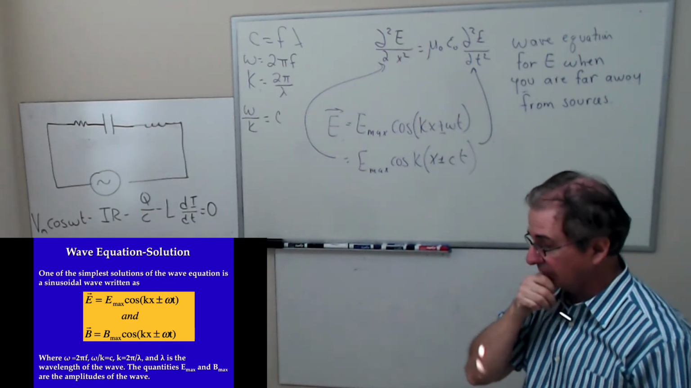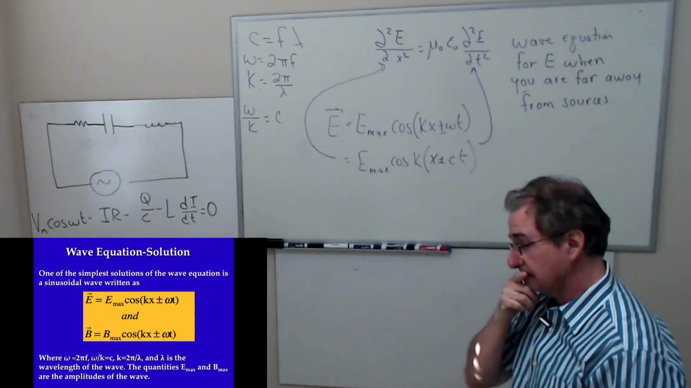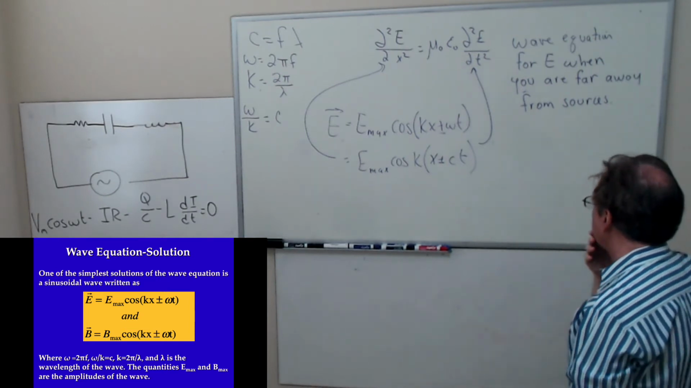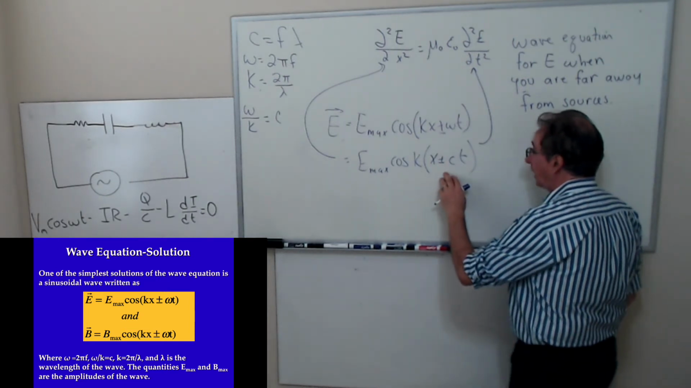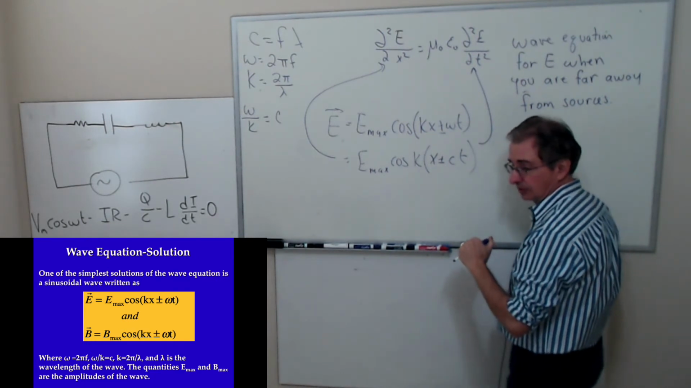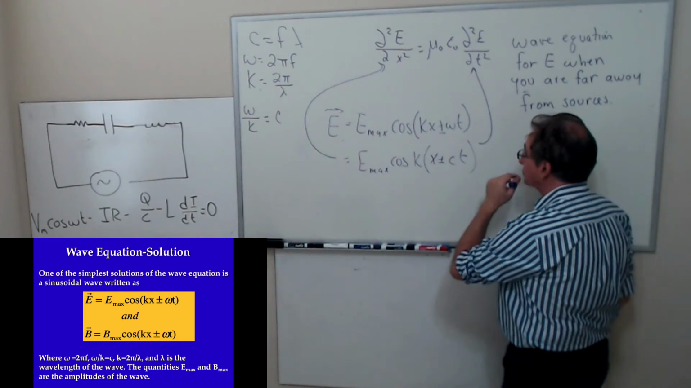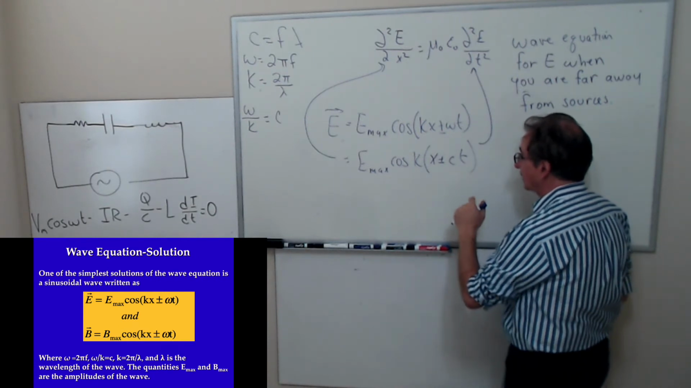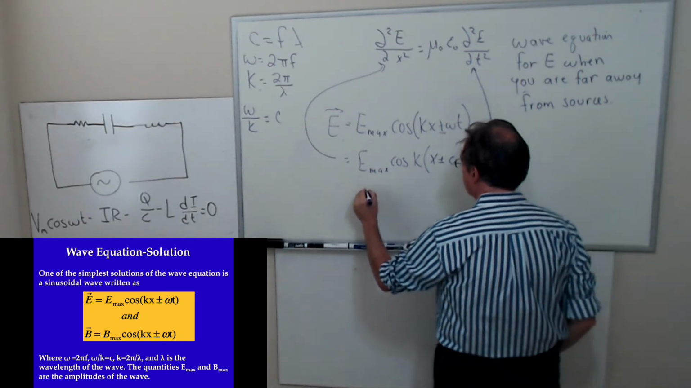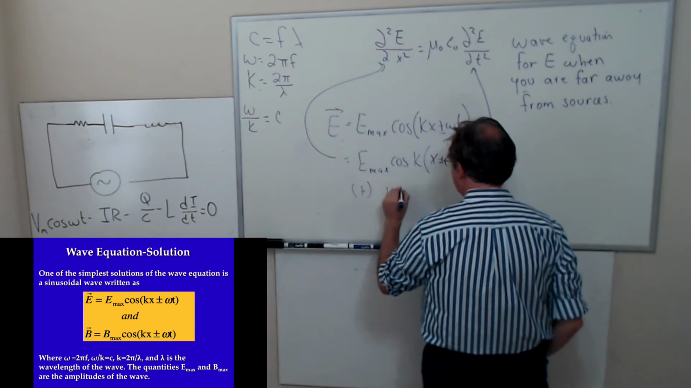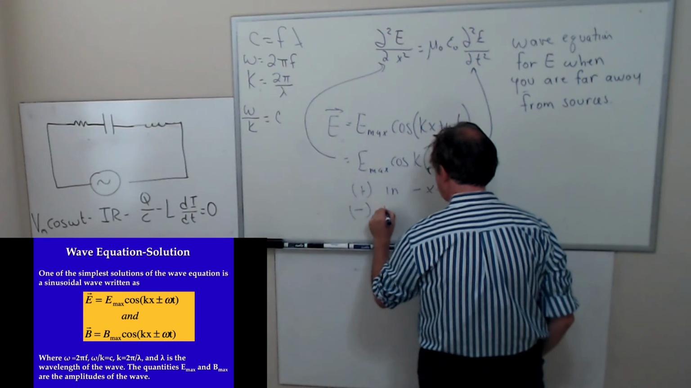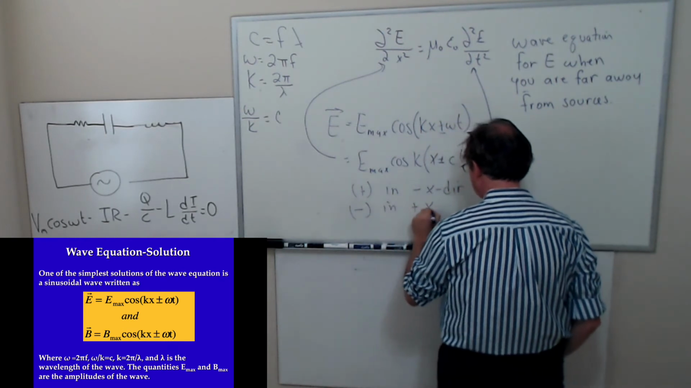Is it plus and minus though? That's a good question. If the wave is traveling in the positive x direction, it's a minus. If the wave is traveling in the negative x direction, that's a plus. So plus in negative x direction, minus in positive x direction.